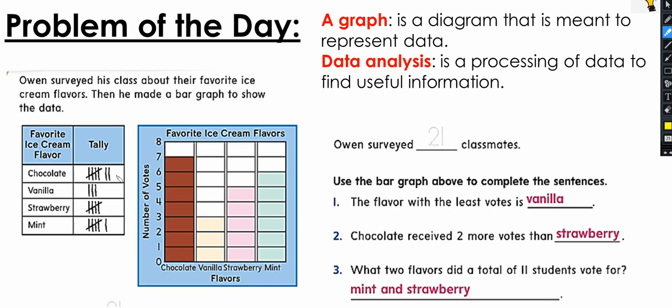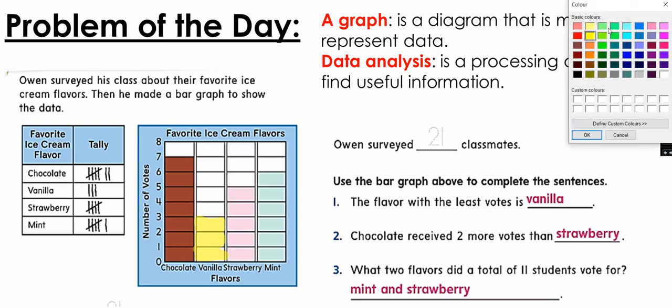Alright, so let's see. For chocolate, he got 7, and he colored 1 box for each vote. Now let's see vanilla. How many votes do you see for vanilla? 1, 2, 3. So we have to color 1, 2, 3 for vanilla. Now let's see strawberry. Just by looking at that tally, what do you see? Just by looking at it, immediately you have to say this is 5. We don't need to count one by one. We need to know by now that this means 5. So 5 strawberry.